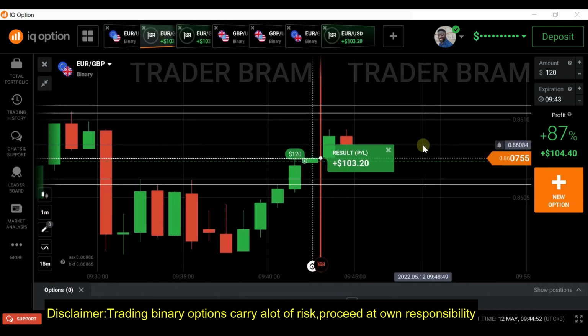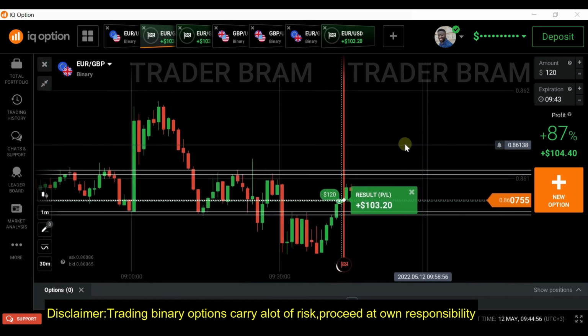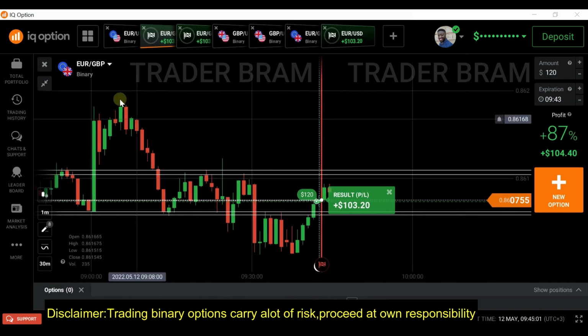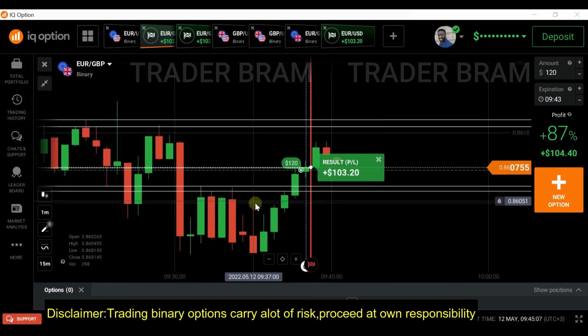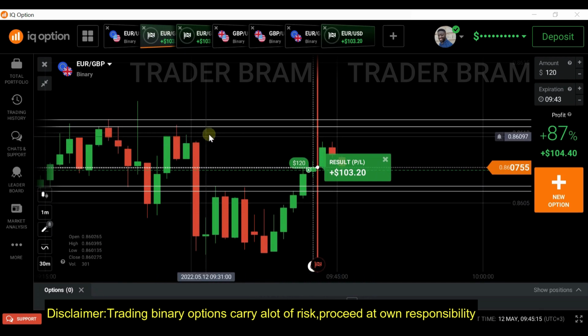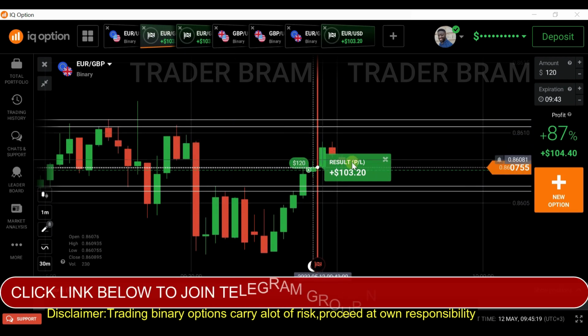On this other trade, I did a call option because after this downtrend, you can see we are making lower highs and lower lows. So after this downtrend, we broke this level of support and resistance with this bullish candle. So I expected at least the market to move more higher to this level of resistance. That's why I did a call option on that trade.